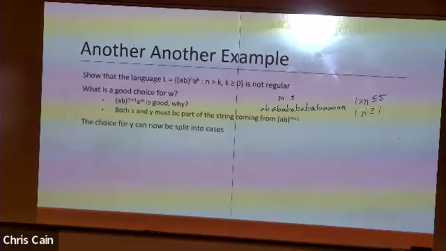So now, the choice for y has to be split into cases. So we don't know what x and y are going to be. Player one gets to choose this. So now we have to think ahead about, okay, if player one chooses a y that is in this kind of form, what do we do? A y in this kind of form, what do we do? A y in this form, what do we do?